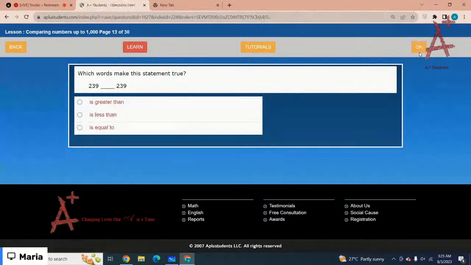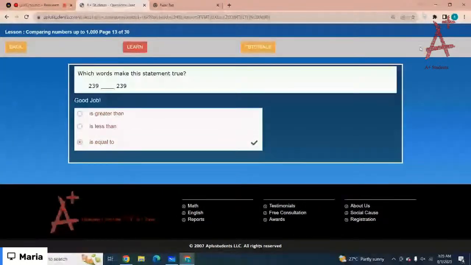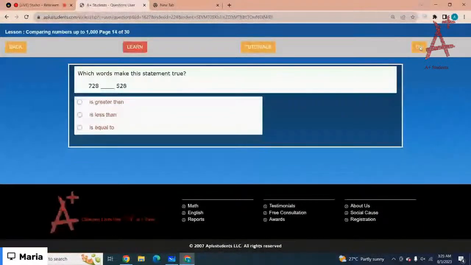Which words make the statement true? They both are exactly equal, right? Okay, which words make the statement true? 728 and 528, which is the correct option? 7 is greater than 5, right?